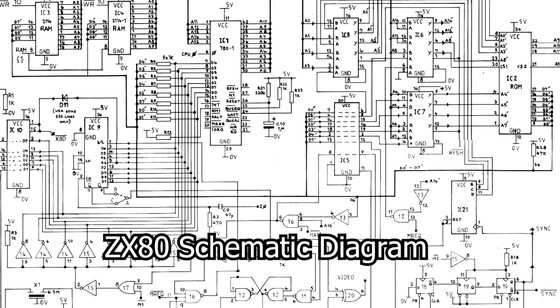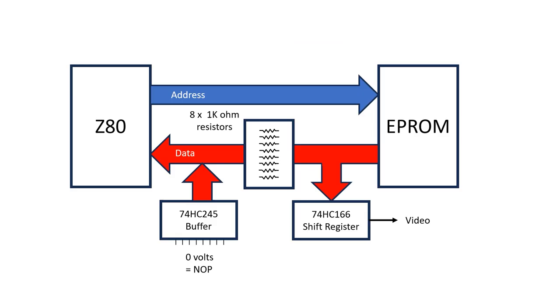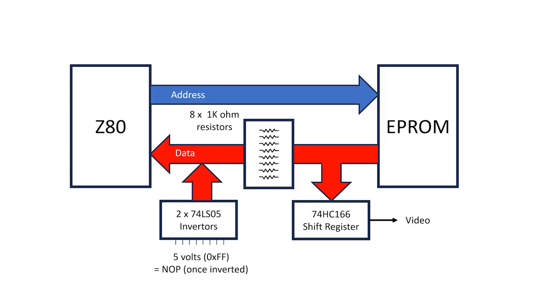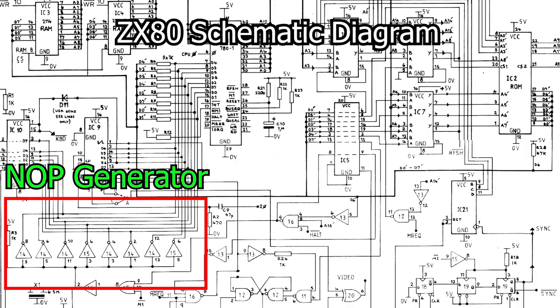So, where's the 74HC245 knob generator? Well, these chips might have been a bit expensive back in the day for Sir Clive, so instead, they decided to use some 74LS05 chips. These are open collector inverters, and in this configuration, with an inverter feeding them, they're essentially acting the same as our 74HC245 based knob generator. We can see it here in the lower left hand corner of the schematic diagram.